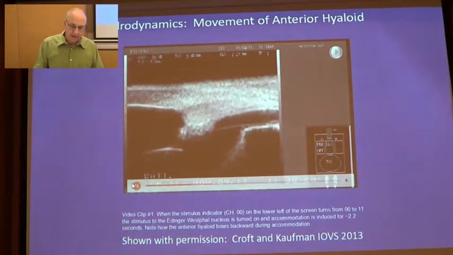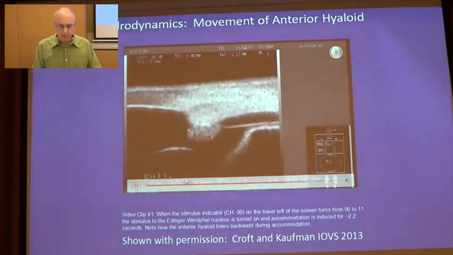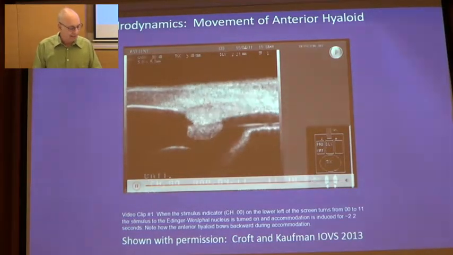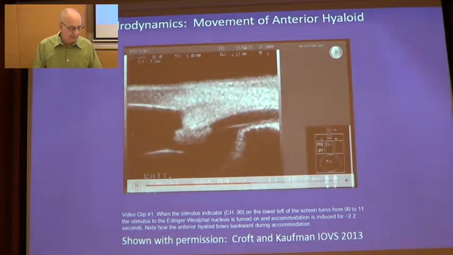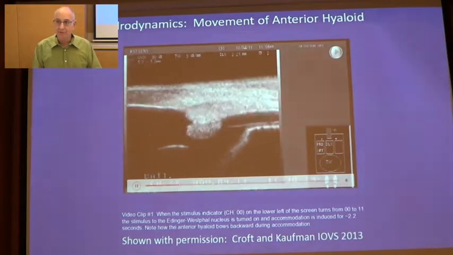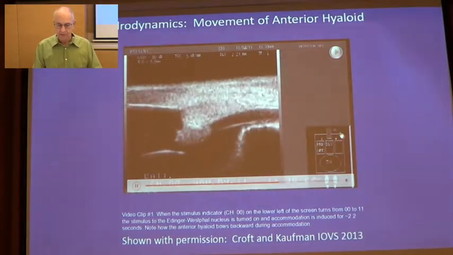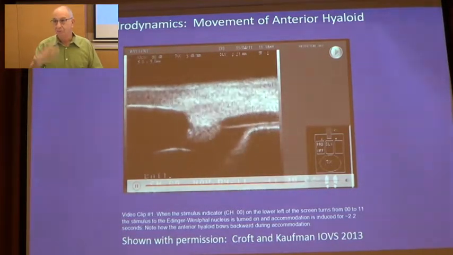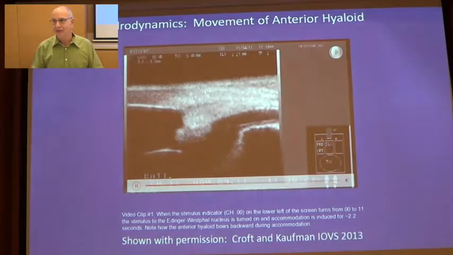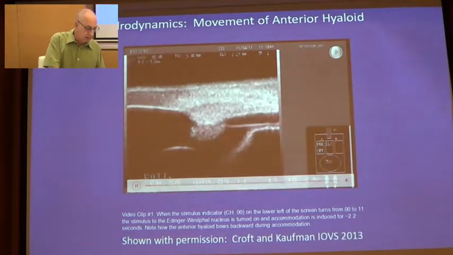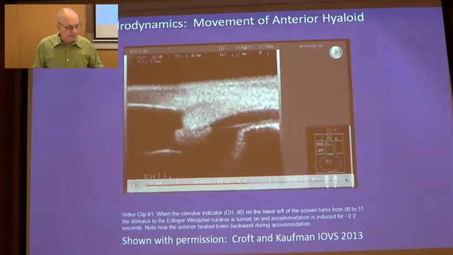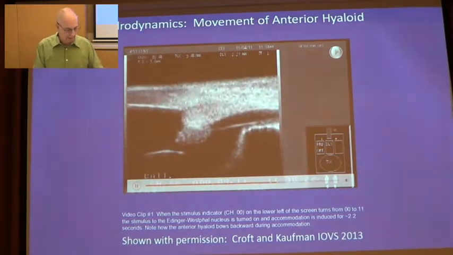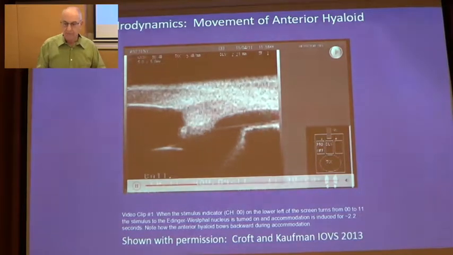The movement of the anterior hyaloid is shown here and provides evidence that the hydrostatic pressure in the aqueous space is greater than that in the vitreous space. Otherwise, this anterior hyaloid would not bow backwards. There's more pressure in front than there is in back. This is strong evidence that Coleman's theory of vitreous pressure is not correct. There is vitreous support, but not vitreous pressure.